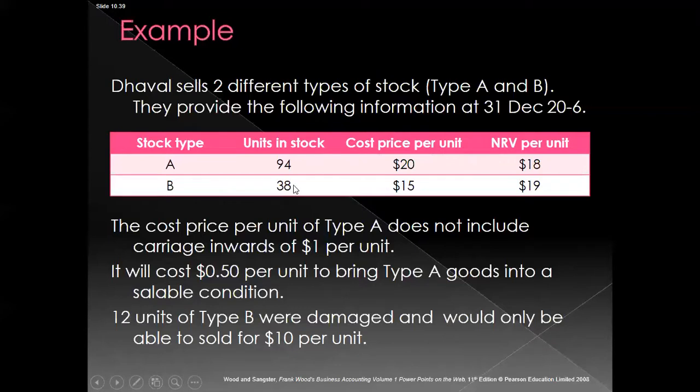Type B, 38 units in stock, cost price is only $15. Net realizable value per unit, $19. So which one do we choose?